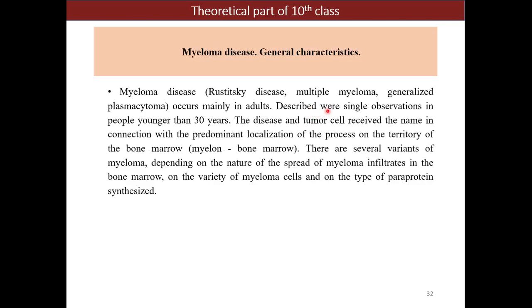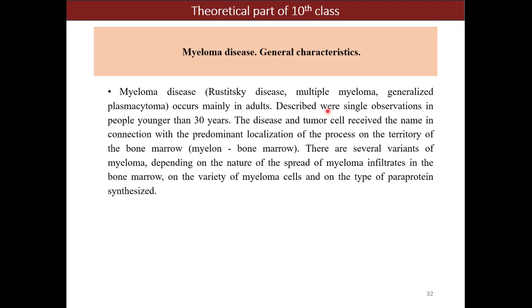Myeloma disease or Rustitsky disease, multiple myeloma, generalized plasmacytoma, are the same disease, and it mainly occurs in adults. A single observation is described in people younger than 30 years old. The disease and tumor cells received the name in connection with the predominant localization of the process in the territory of the bone marrow, myelon. Myelon is the bone marrow territory in the Latin language.